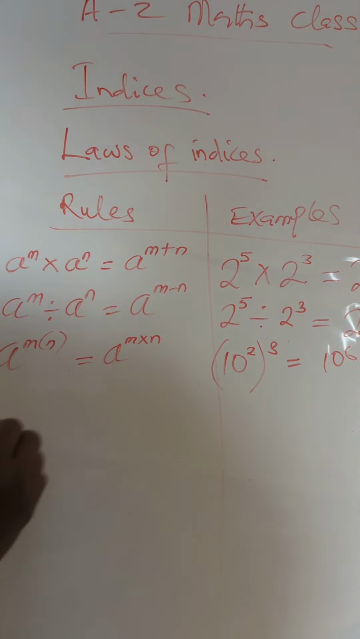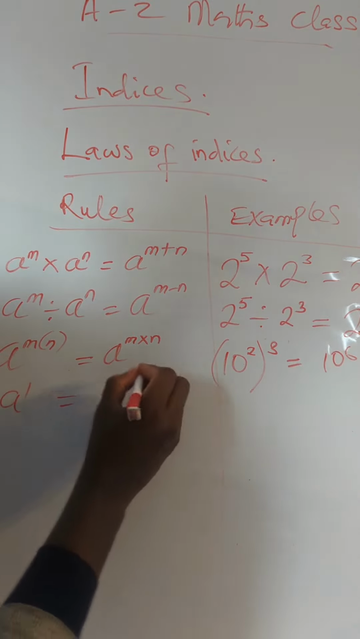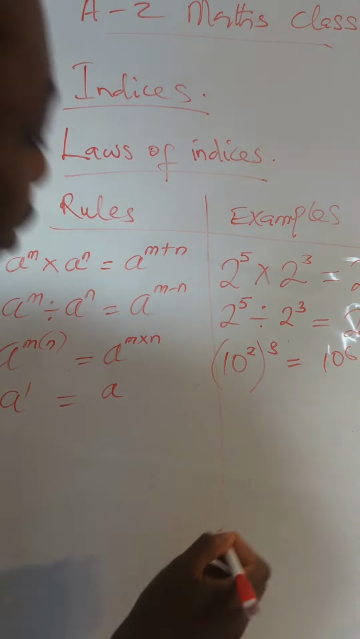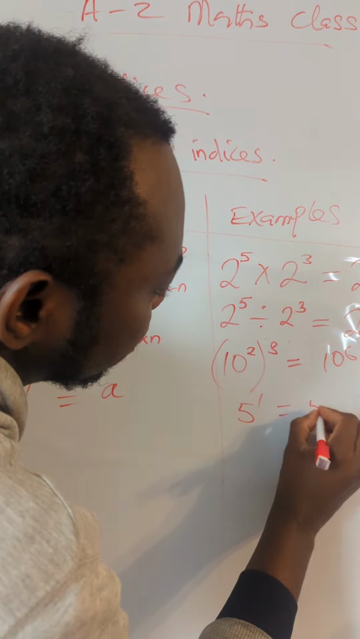Another rule: a raised to power 1 is equal to a. Any number raised to power 1 is just that number. For instance, 5 raised to power 1 is equal to 5.